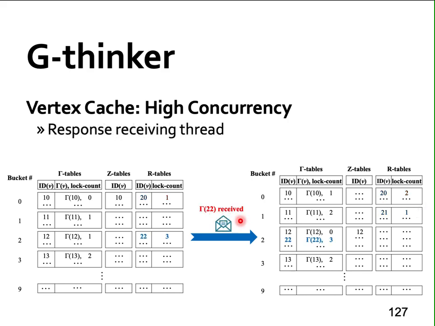Now assume that vertex 22's adjacency list has arrived, and in R table, 22 already has 3 task requests. We then move the entry along with its counter 3 to gamma table, indicating that 3 tasks are holding vertex 22.